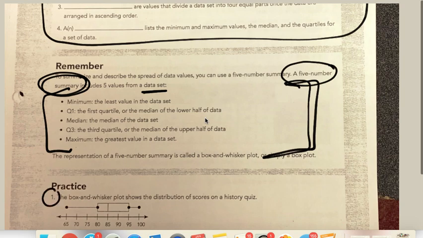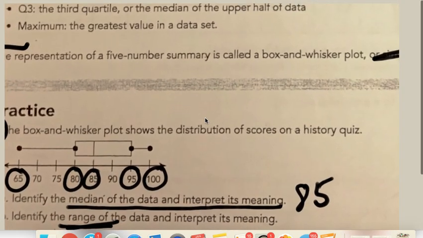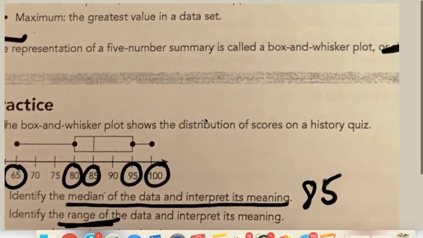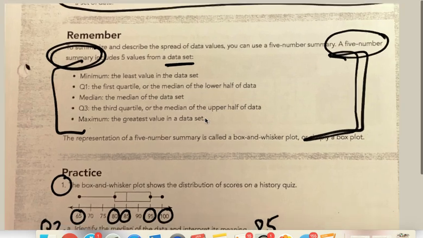Yes, you need to do all of 1. It says identify the median of the data, interpret its median. When they say median, they mean quartile 2. Where is the median? Would it be 65? Would it be 80? Would it be 85? Would it be 95 or 100? I'm going to give you a hint. It is 85. Then you need to identify the range of all the numbers. All the numbers, okay? Not the interquartile range. Okay, and then you keep reading.